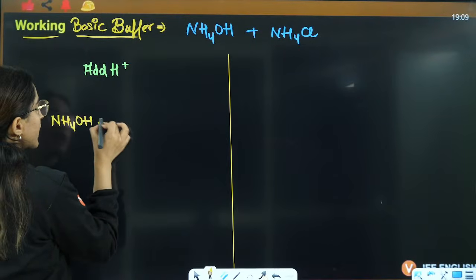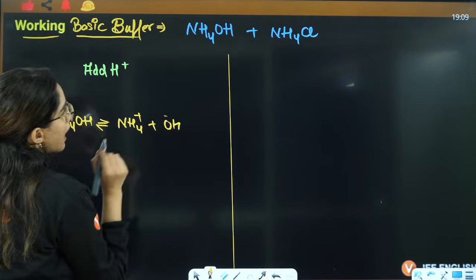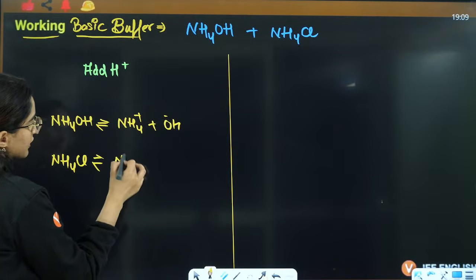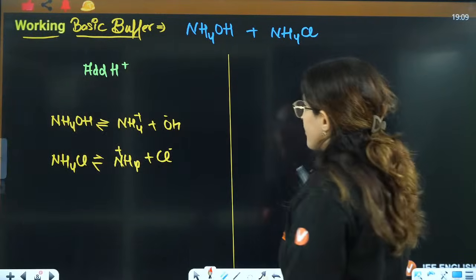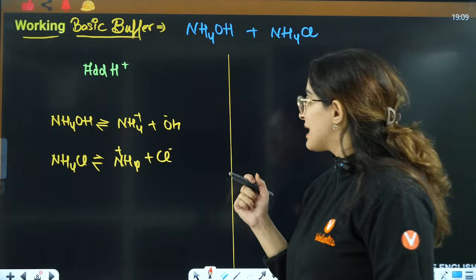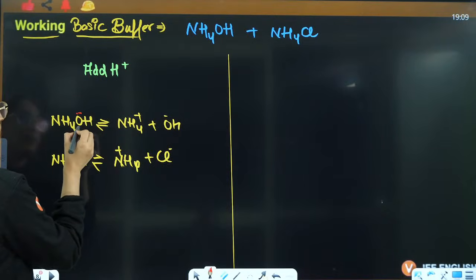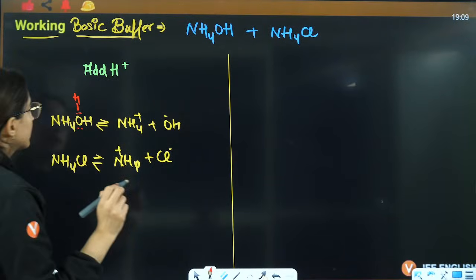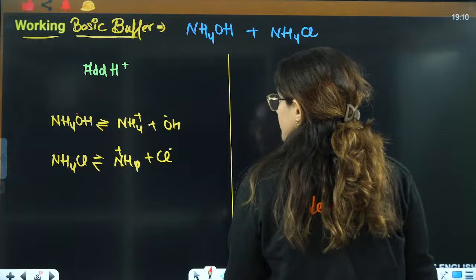NH4OH gives rise to... this is a weak electrolyte, so it is going to get converted to this and this. And you have NH4Cl, that is getting converted to NH4 positive and Cl negative. Now, what is the role of H positive here? H positive is going to take these lone pairs, get attached here, and take out this OH negative from here. And it is going to give you NH4 positive in the solution.